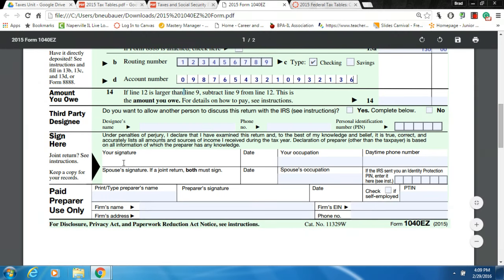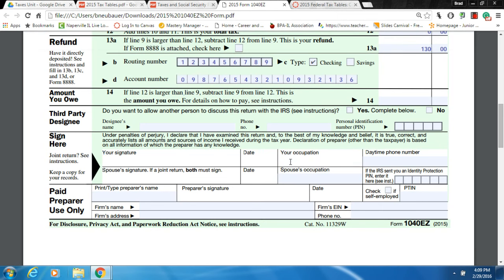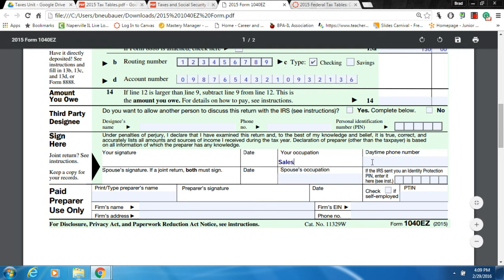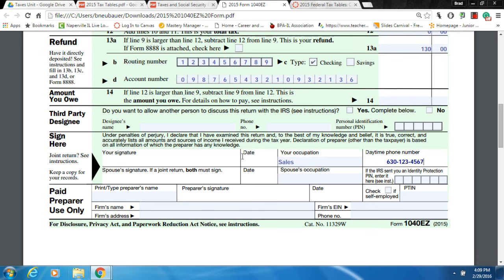Wrapping this up, the things you need to make sure that you do on the hard copy of it is make up a signature for Joseph K. Red. Just put today's date down whenever you do it. His occupation, we didn't tell you what his occupation was, so make it up. I'll just put sales. Daytime phone number, make that up. You sign it off, and you're pretty much good to go for what we need to do.